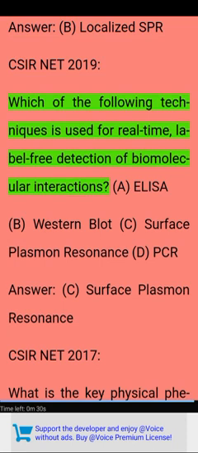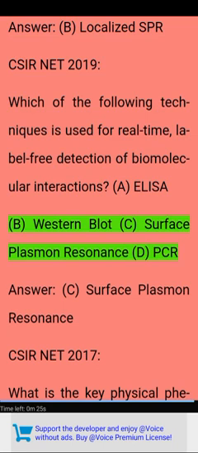CSIR NET 2019. Which of the following techniques is used for real-time, label-free detection of biomolecular interactions? A. ELISA. B. Western blot. C. Surface plasmon resonance. D. PCR. Answer: C. Surface plasmon resonance.